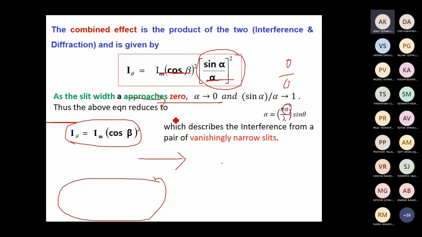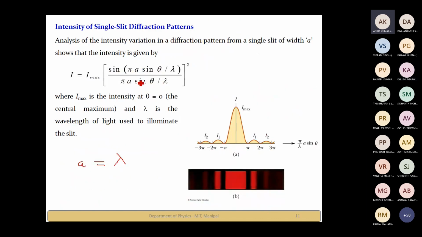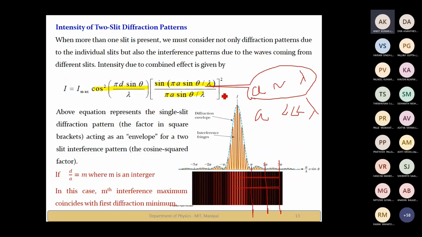In that case, what will happen? I was expecting that somebody would ask here. If it is 0, at the central maximum, the intensity should be 0, right? At theta equal to 0, it is 0 by 0. Sin 0 is 0, and this is also 0. So, according to that, the intensity at the central maximum should be 0. So you need to differentiate it. It is a 0 by 0 form. I hope it is clear to you.